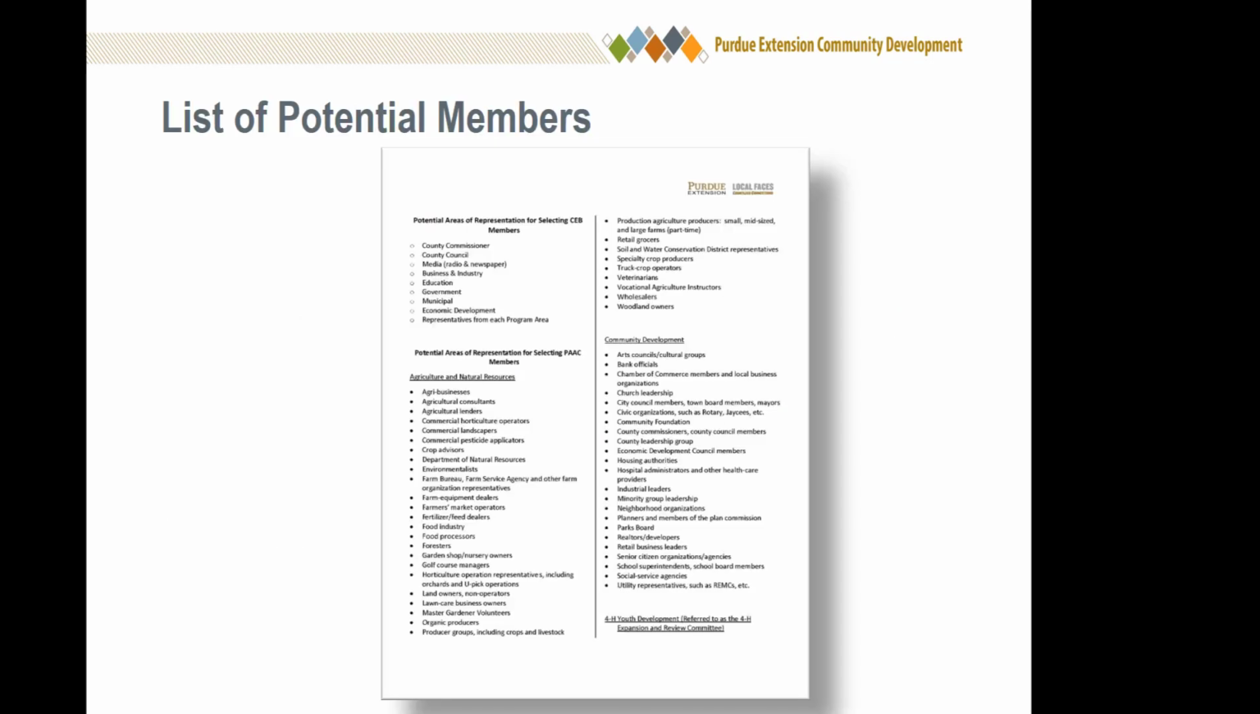This list of potential county extension board and program area advisory committee areas of representation can be found in the Working with Extension Boards and Committees resource. The lists are grouped by program area. So for example, a potential area of representation for an HHS program area advisory committee might be members from health coalitions, public libraries, or medical professionals.